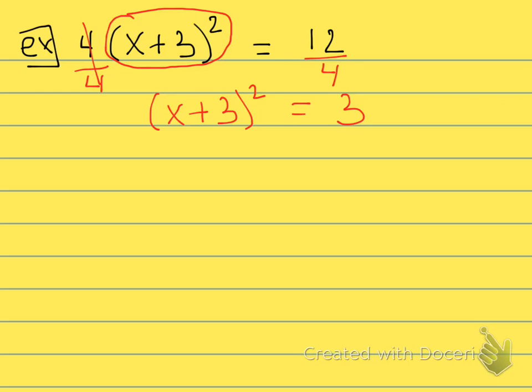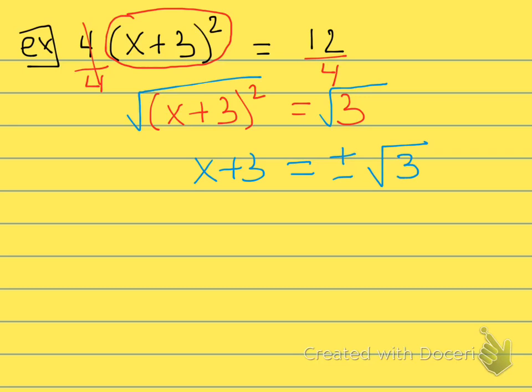Now that I have the squared part alone, my next step is to do the square root of both sides. So I'm going to do the square root of this and the square root of 3. And so when I do that, I get x plus 3 equals positive, negative, but now I don't have a perfect square. So I just keep it as a radical, so square root of 3. And yes, I still have to complete the next step, which is to get the x all the way by itself.